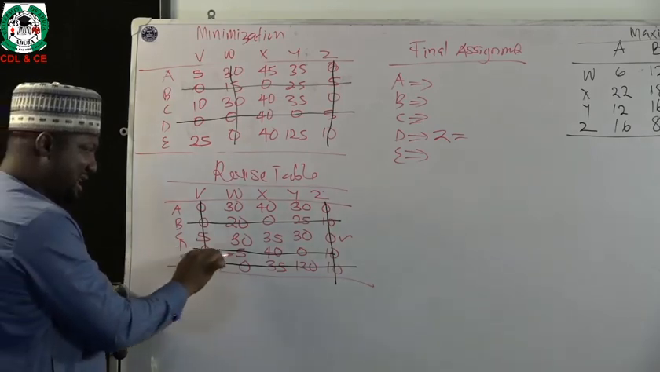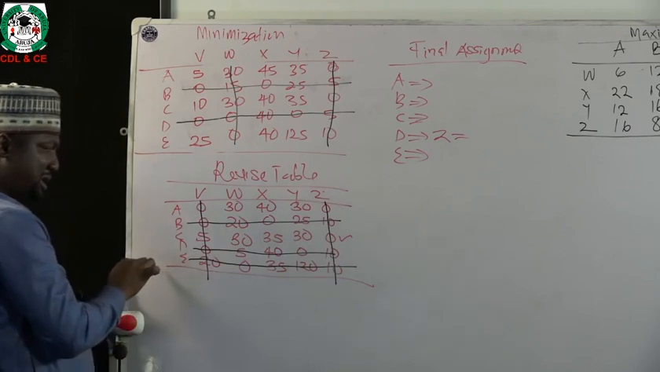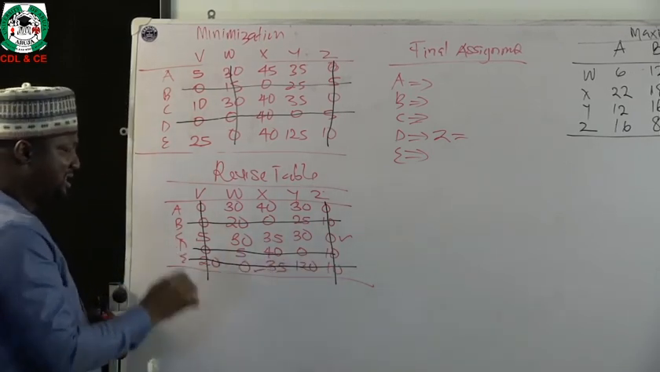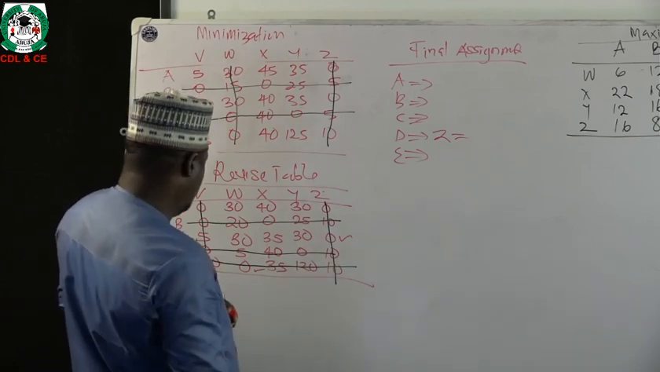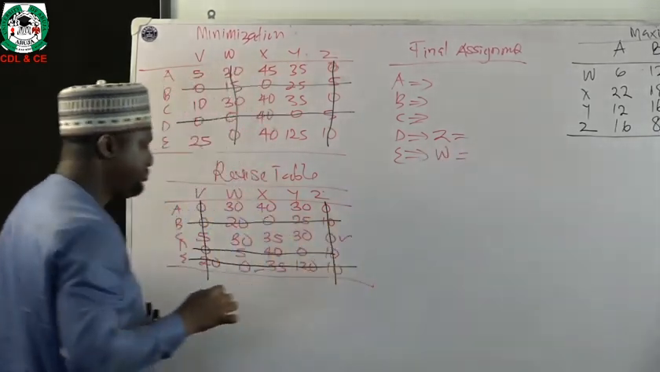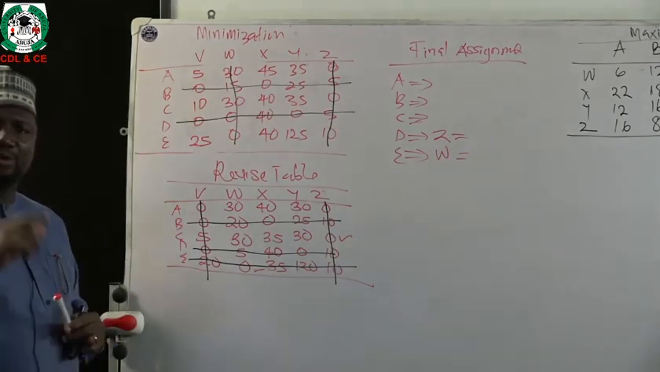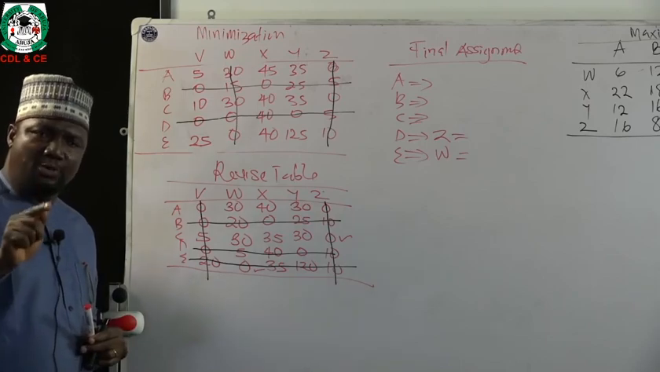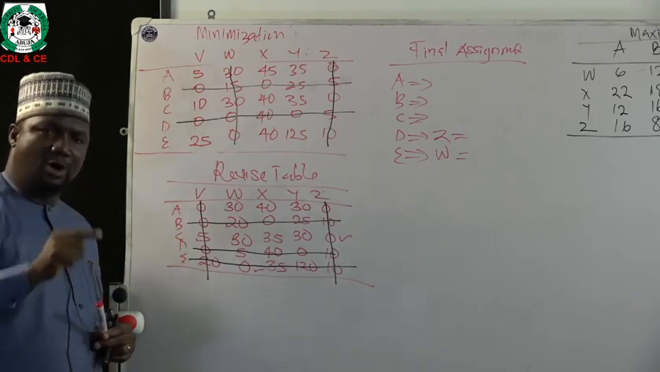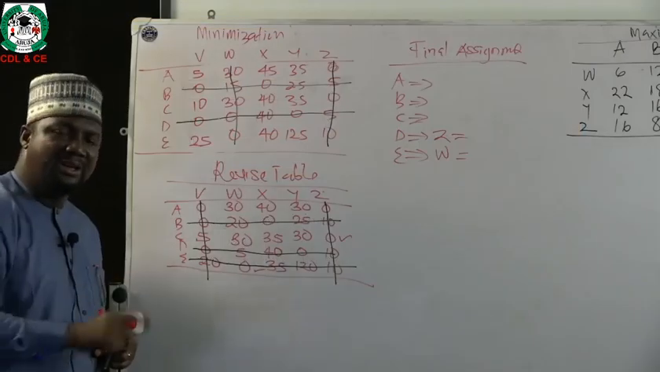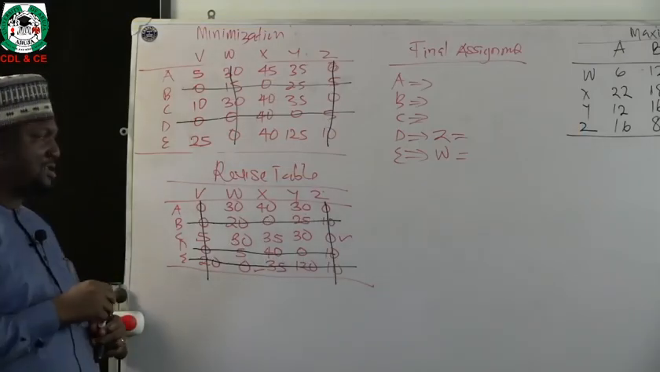D is having 2. E is having 1. Contract E should be given to contractor W. There is now a fundamental rule in assigning. In assigning, when you assign a task to a particular person or thing, that task can never be assigned to another person.